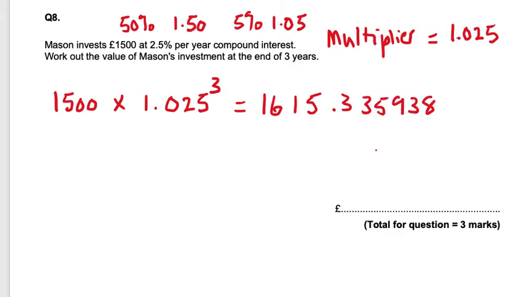1,615.3359338. So it's money. We now have a number that goes on forever, so we don't write the whole number. Because it's money, we round to 2 decimal places. Because it is money, we need to have pounds and pence. So we're rounding this to 2 decimal places, which we look at the 5, that rounds up, so we end up with 1615.34. It rounds up, we've got the 4 just here.